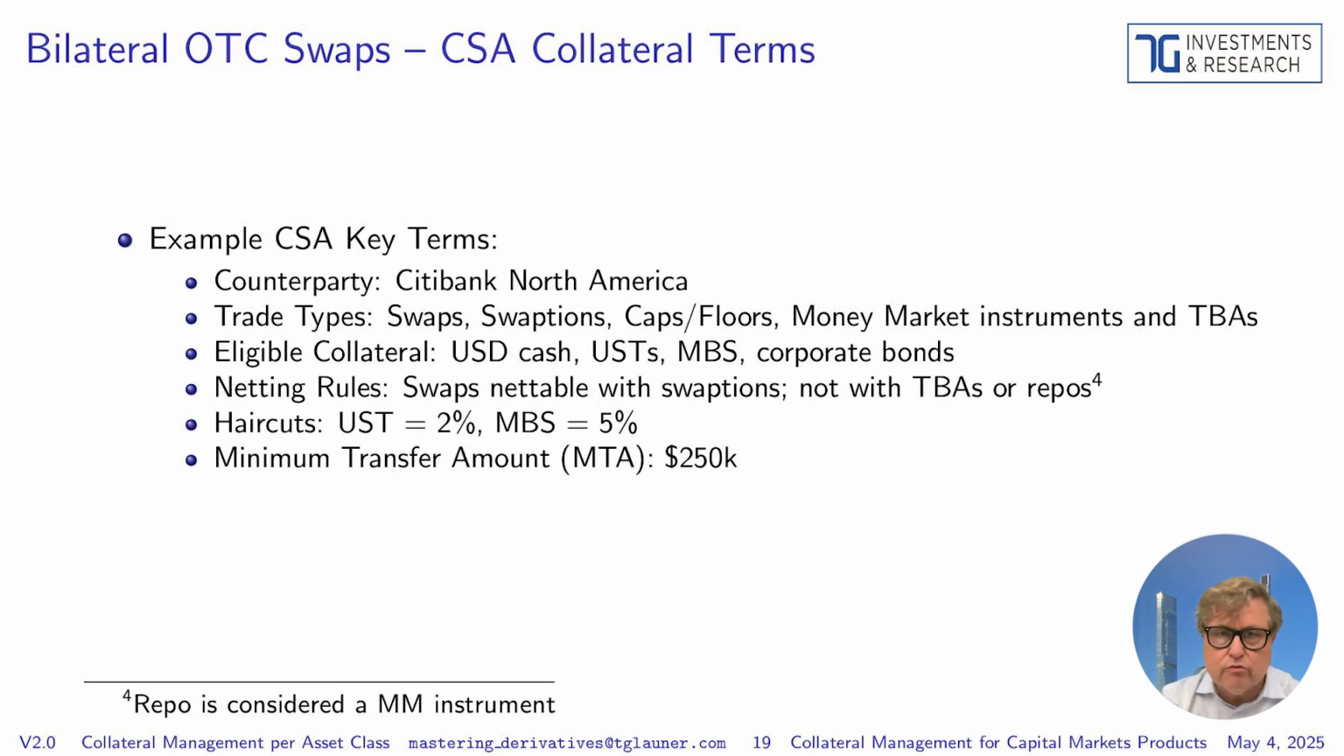Let's consider an example of key terms in a CSA. The counterparty might be Citibank North America in New York, with applicable trade types including swaps, swaptions, caps and floors, and money market instruments. Eligible collateral could include US dollar cash, US treasuries, mortgage-backed securities, or corporate bonds. Netting rules may allow for swaps to be netted with swaptions, but not with TBAs or repos. Haircuts might be set at 2% for US treasuries and 5% for mortgage-backed securities, with a minimum transfer amount of $250,000.